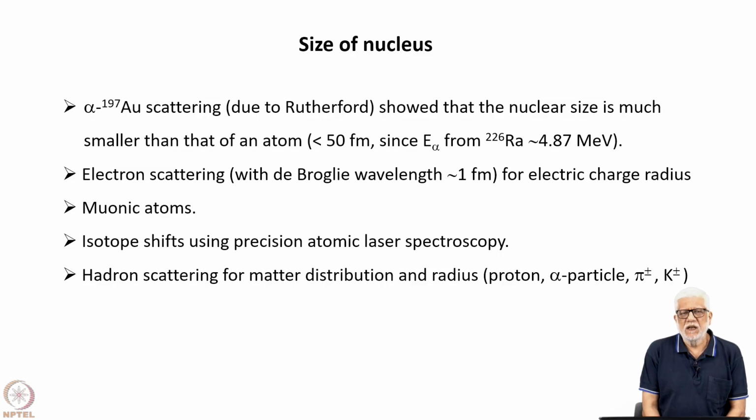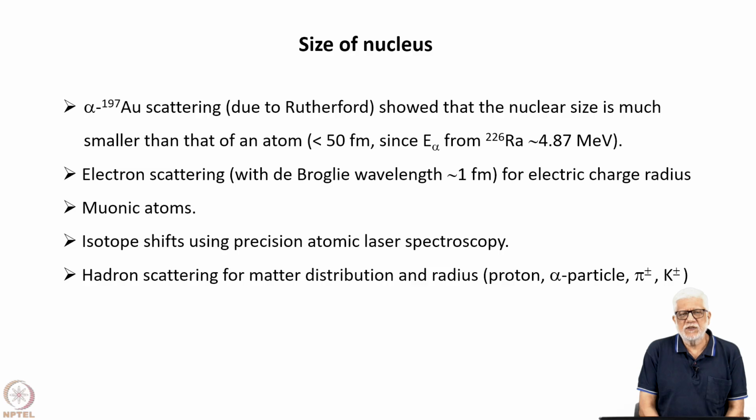And indeed, for momentum transfers where the inverse of the momentum transfer is smaller than the radius of the nucleus, then of course you can even infer about the electric charge distribution in the nucleus.